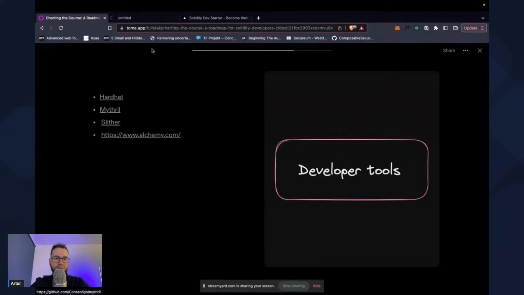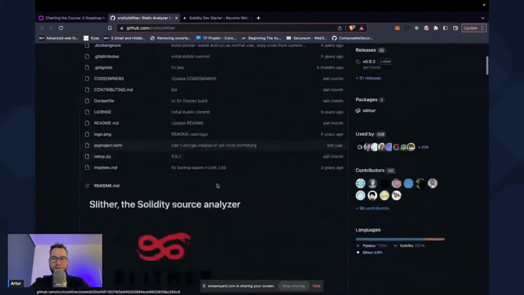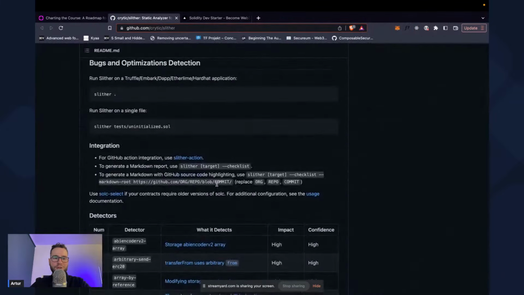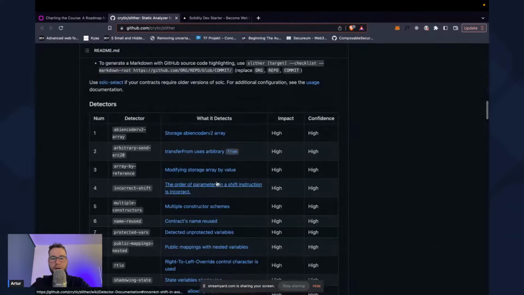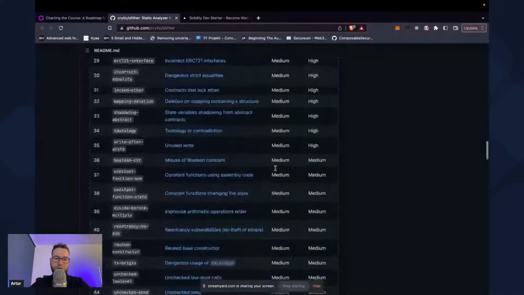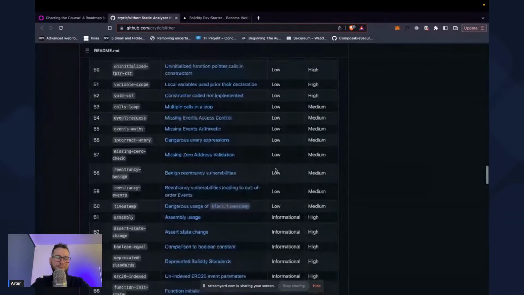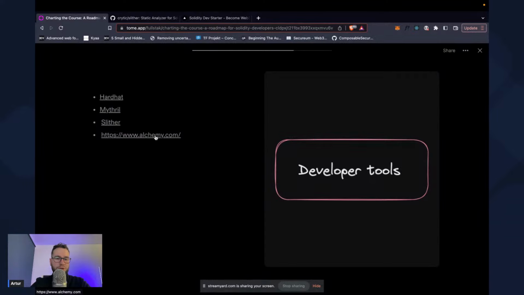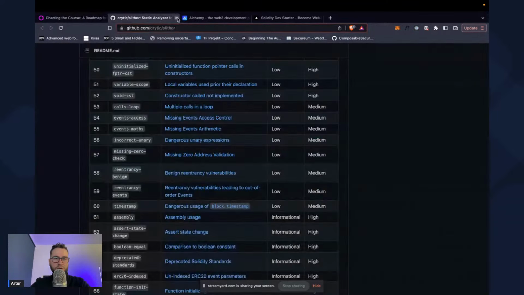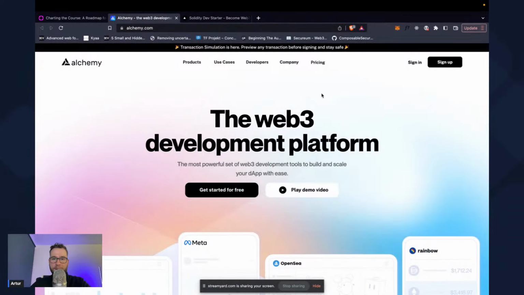Then there is something like Mythril, which also analyzes your code and gives you insights into potential issues that you might have in your smart contract. So this is some kind of linter, but it also tries to detect some potentially dangerous situations in your smart contracts. Then it's also maybe not a tool but more a service, which I think is also worth exploring.